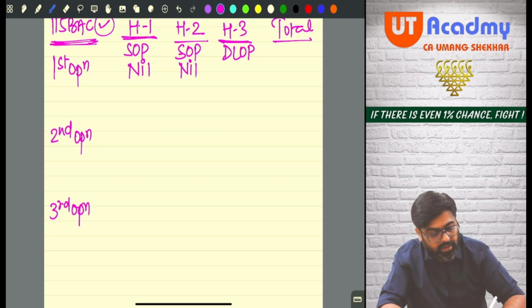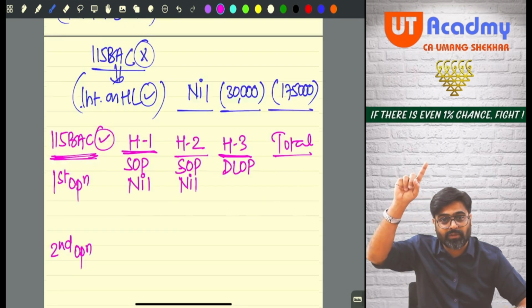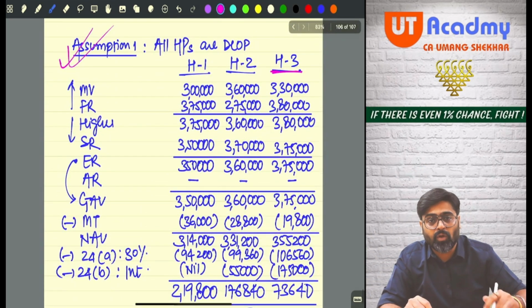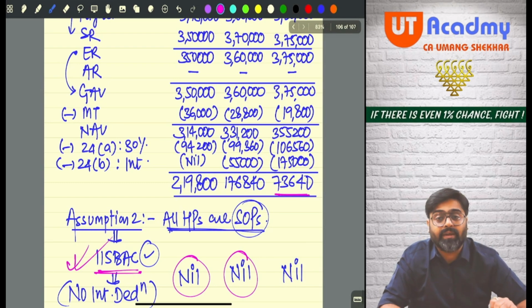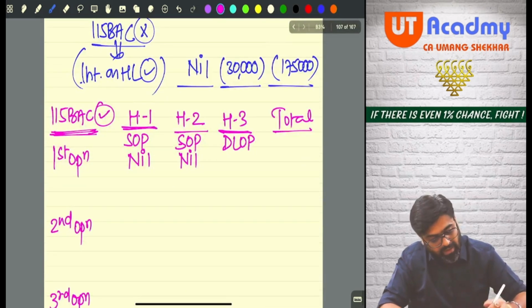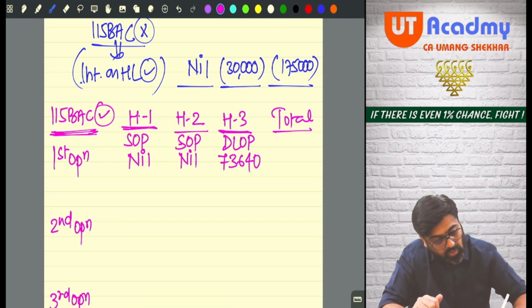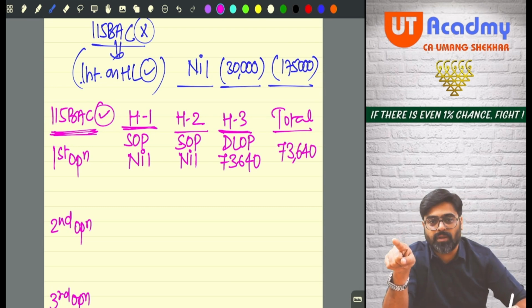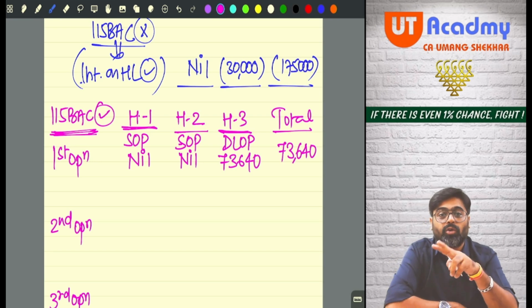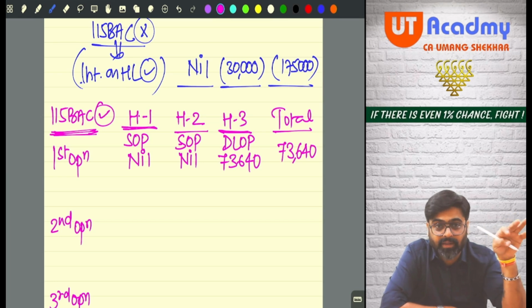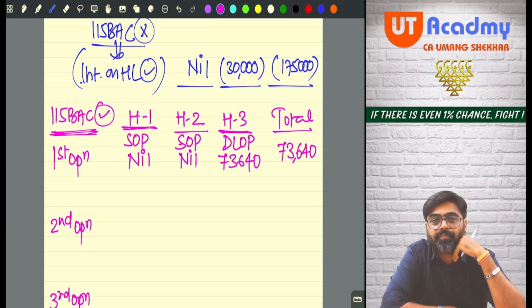Now, house 3 I am treating as what? DLOP. So I will have to go to the first table. Can I say house 3, if DLOP, then its income will be 73,640. So I will go and write 73,640 here. Now can you total nil plus 73,640? Your total will be 73,640. Now if you choose this option, treat house property 1 and 2 as SOP and 3 as DLOP, your final taxable income under the head house property will be 73,640.